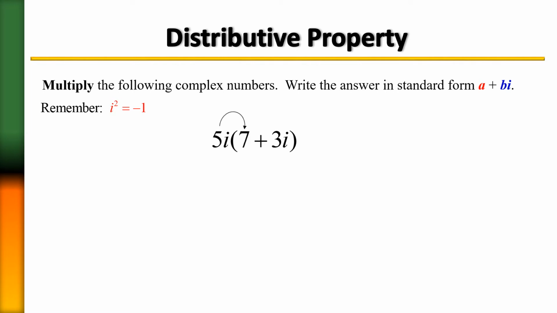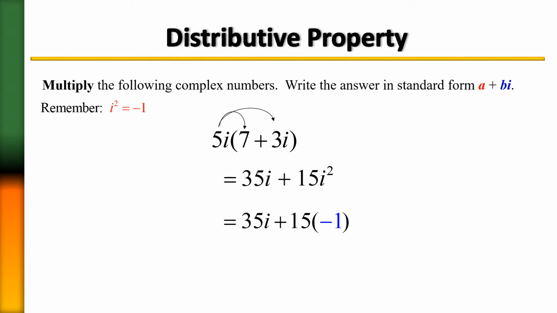And now we're going to distribute the 5i with the 3i. 5i times 3i. The coefficients of those, 5 times 3 is 15. You have 2 i's, so that's 15i squared. Remember, every time you see i squared, replace it with -1. Positive 15 times -1 is -15. Writing our answer in standard form with the real part first, then the imaginary, would be -15 plus 13i.